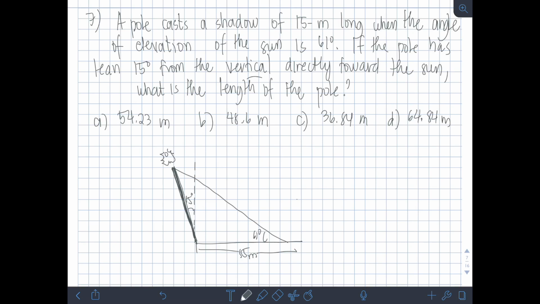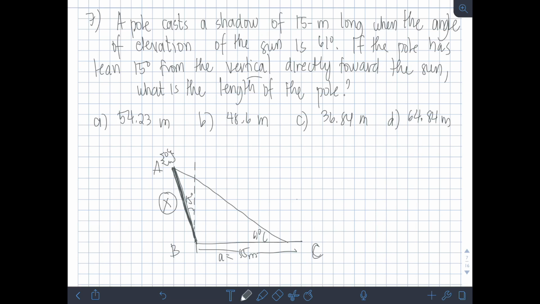Okay, so, hinahanapin natin ngayon itong height nung pole. Okay, so, pangalanan natin. So, let's say itong triangle na nabuo natin ay triangle ABC. So, yung opposite dito sa angle C ay itong hinahanap natin na X. Itong opposite sa angle A, let's say itong A na 15 meters.